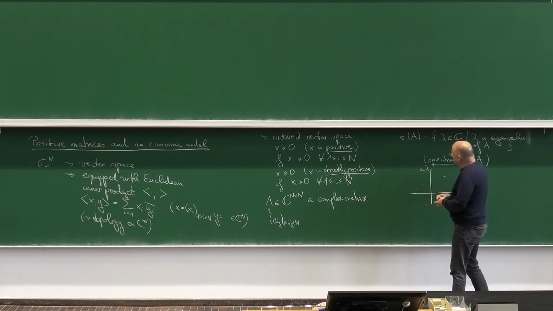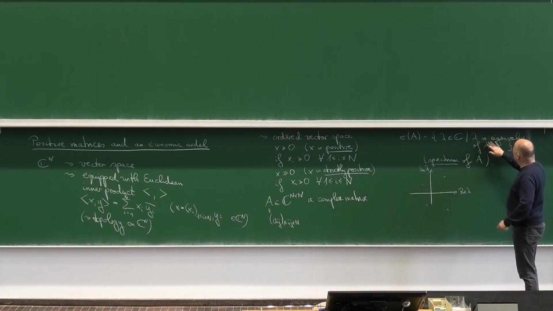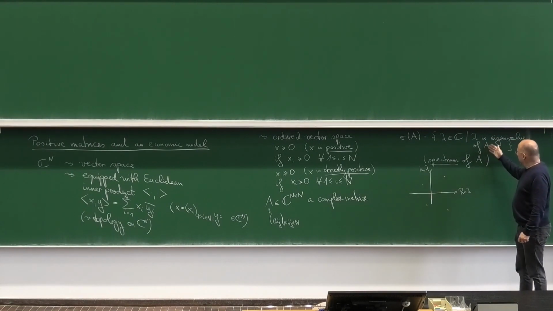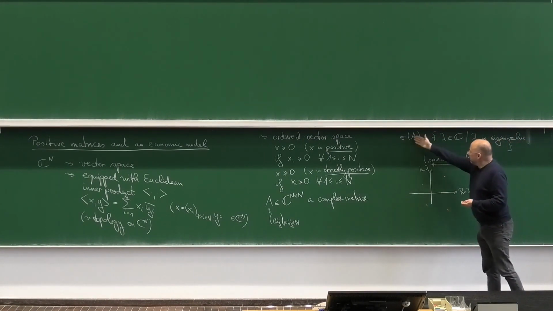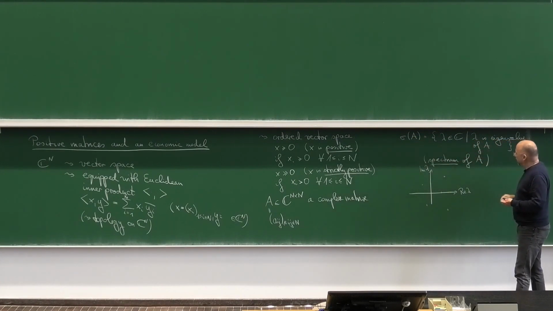What is interesting outside the spectrum? Eigenvalue actually means that lambda times identity minus A is not invertible, or there is a vector, non-zero, such that A times this vector is equal to lambda times this vector, just a multiple. So outside the spectrum, lambda times identity minus A is invertible.